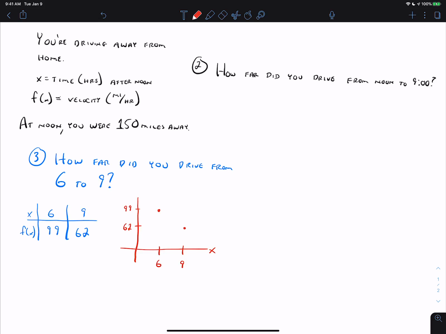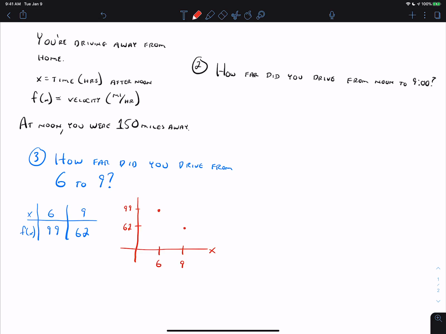Okay, so say that again. At a little before 6 o'clock, you have it on cruise control at 99 miles per hour. You keep it at 99 miles per hour for those entire 3 hours. And then right at 9 o'clock, you see a cop, you slam on the brakes, and you start going 62 miles per hour.